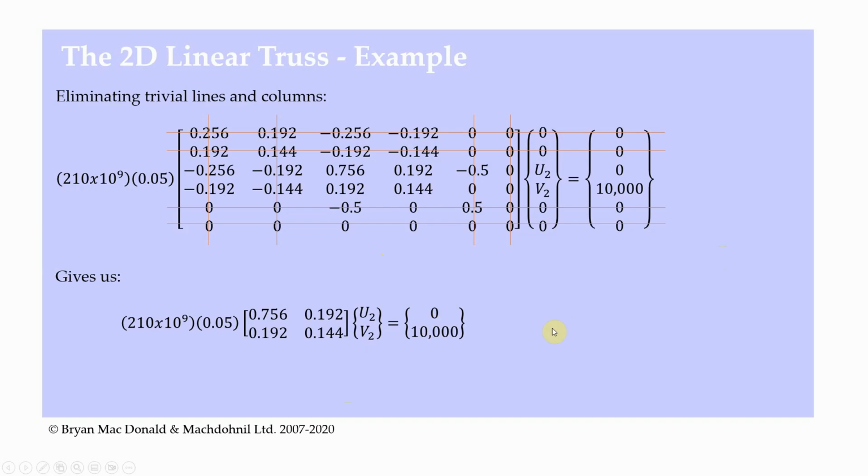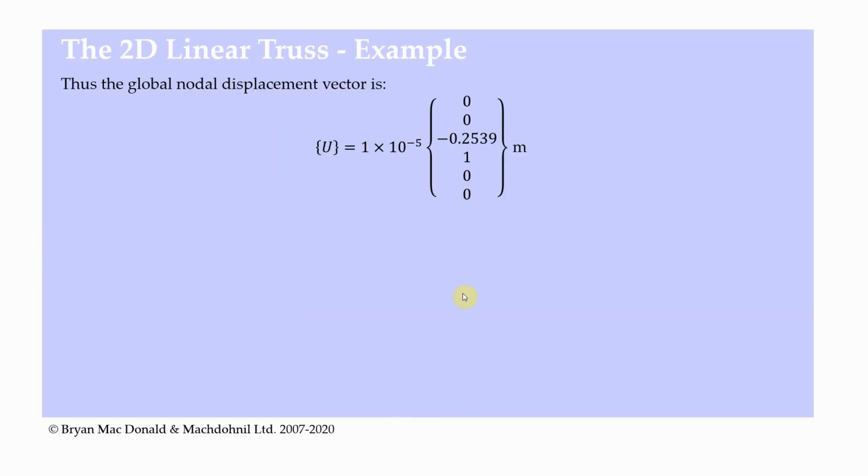So now I can solve that. I can multiply it out, or I can solve it using Gaussian elimination, whatever I want. Solving that tells me node 2 is going to move minus 0.2539 by 10 to the minus 5 meters in the horizontal direction, and it's going to move 1 by 10 to the minus 5 in the vertical direction. So that means the global nodal displacement vector is this here. Node 1, x and y, no movement. Node 2, minus 0.2539 by 10 to the minus 5 in the x direction, 1 by 10 to the minus 5 meters in the y direction. Node 3 doesn't move.